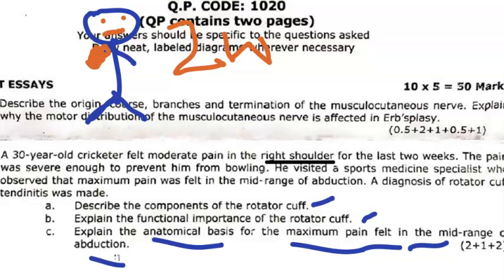But he has pain. The pain was severe enough to prevent him from bowling. He cannot bowl. So he went to a sports medicine specialist who observed that the maximum pain was felt in the mid-range of abduction.